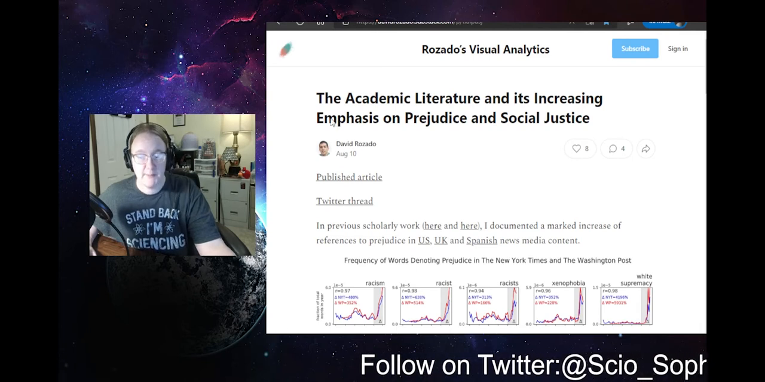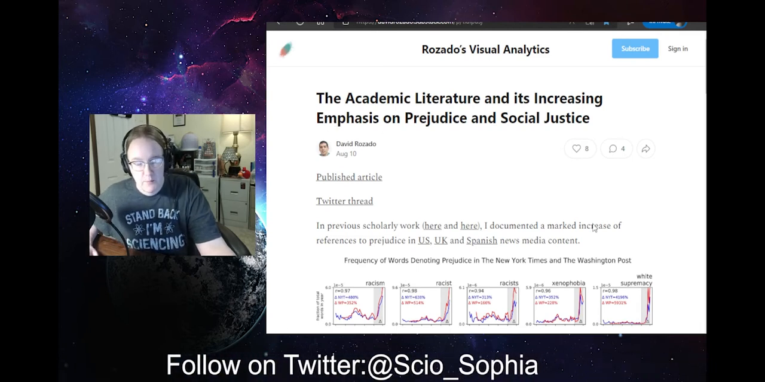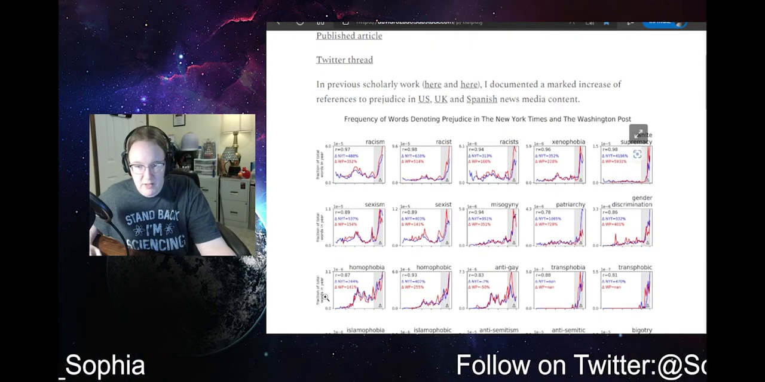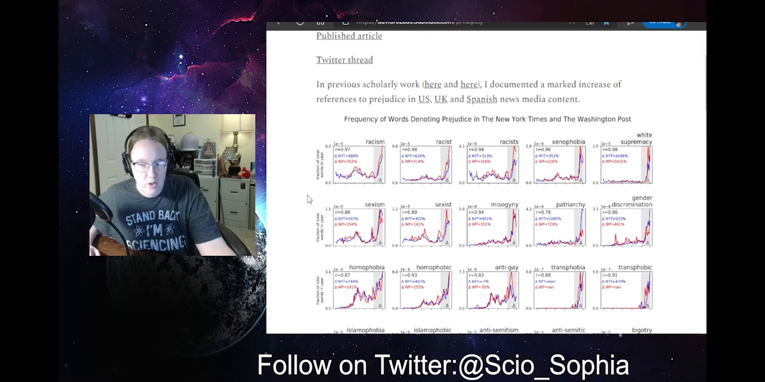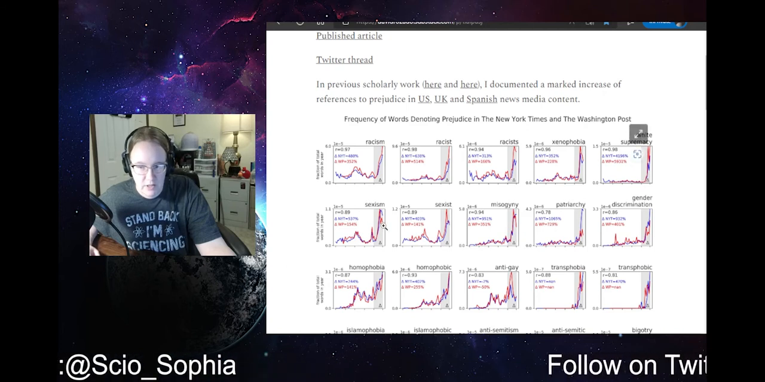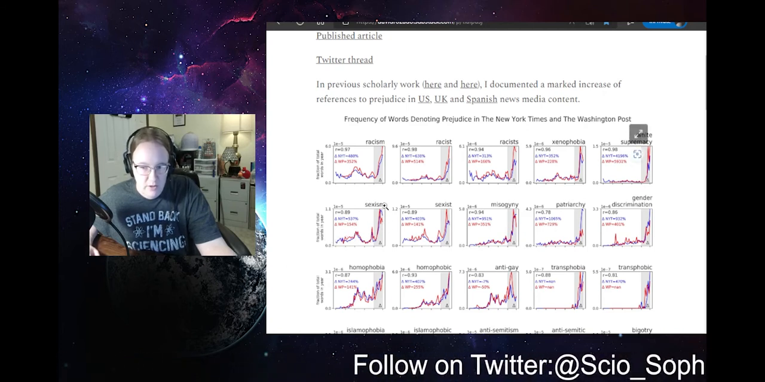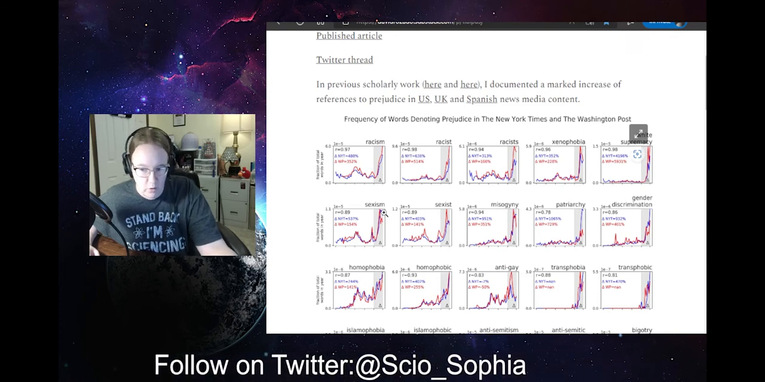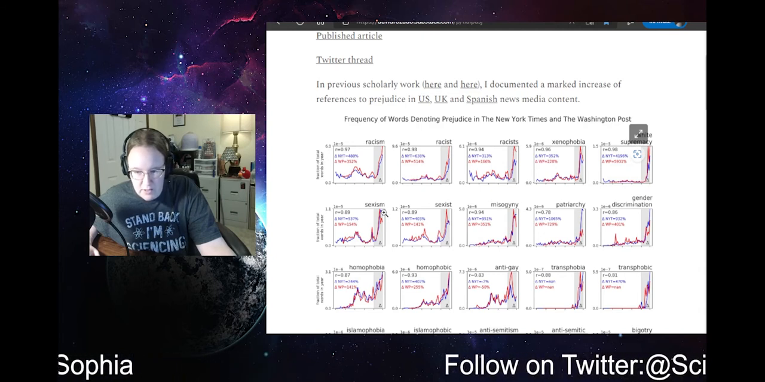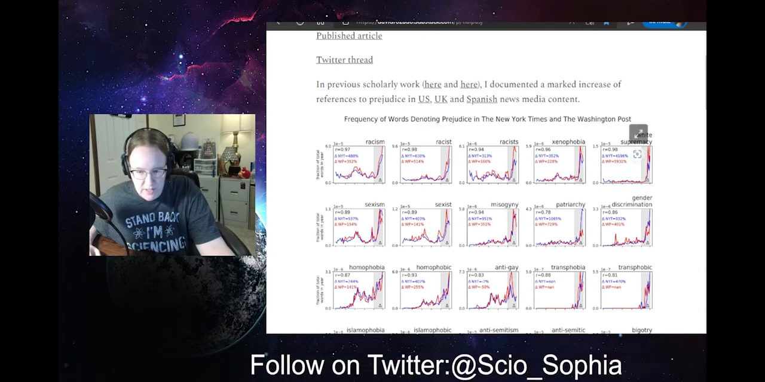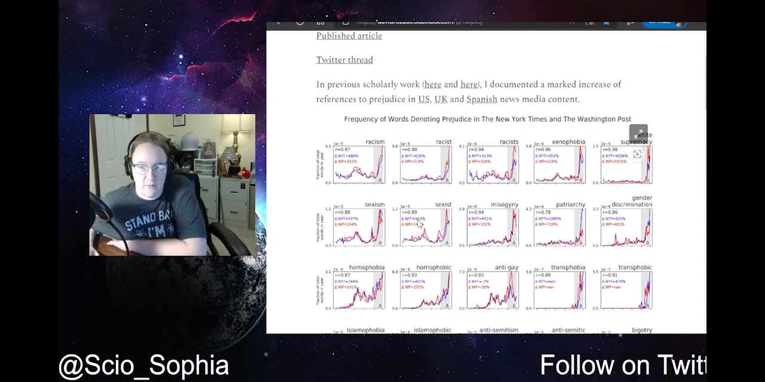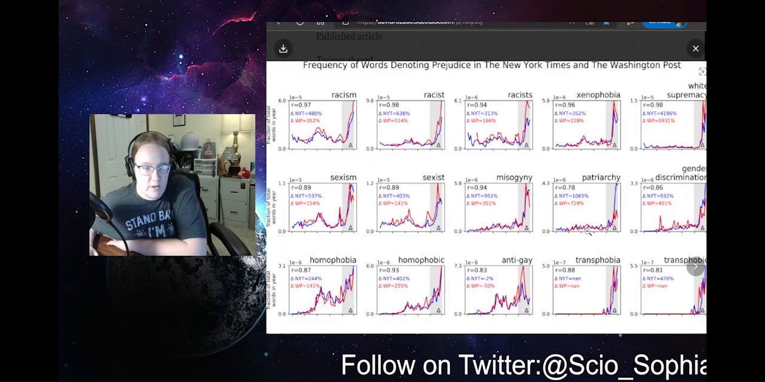So he's talking about the academic literature and its increasing emphasis on prejudice and social justice. So what he's got right here is the fraction of total words in a year, and this is basically referencing, so the higher the line goes, the more frequently that word was used in the current time. Percentage change in the frequency of that particular word. Blue is New York Times, red is Washington Post. And so you guys can see here for yourselves. Oh, there we go. We can blow it up a little bit.